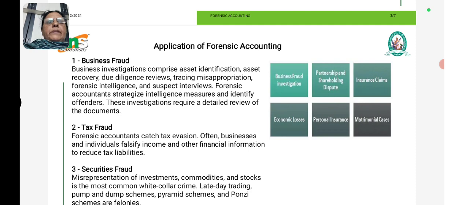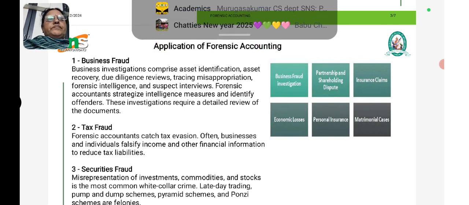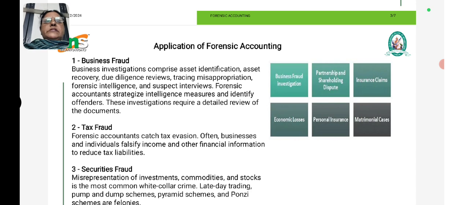So now let us see the applications of forensic accounting. Forensic accounting is applied in business fraud investigation, partnership and shareholding disputes, insurance claims, economic losses, personal insurance and matrimony cases. First, business fraud. Business investigations comprise asset identification, asset recovery, due diligence reviews, tracing misappropriations, forensic intelligence and suspect interviews. Forensic accountants strategize intelligence measures and identify offenders. These investigations require a detailed review of documents.